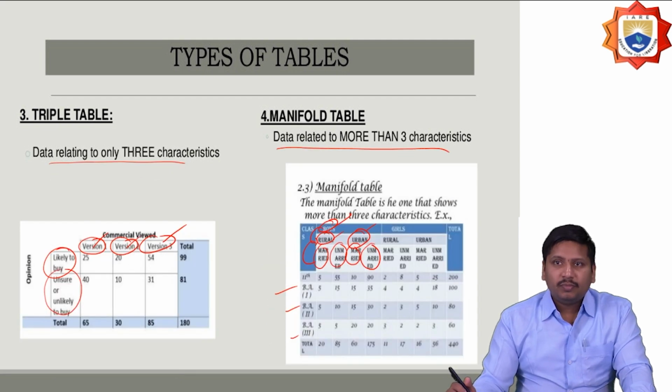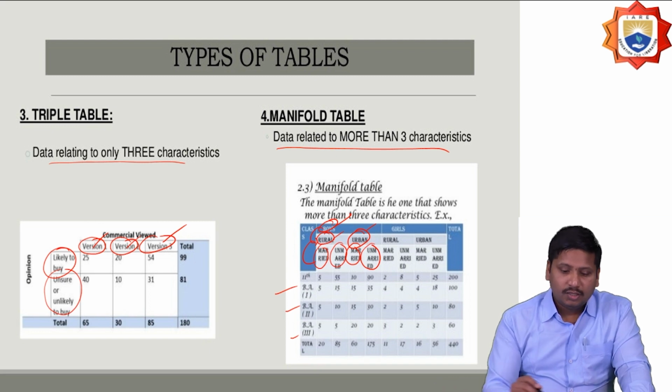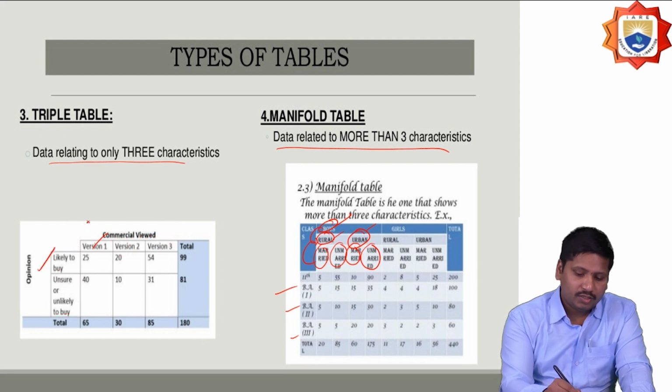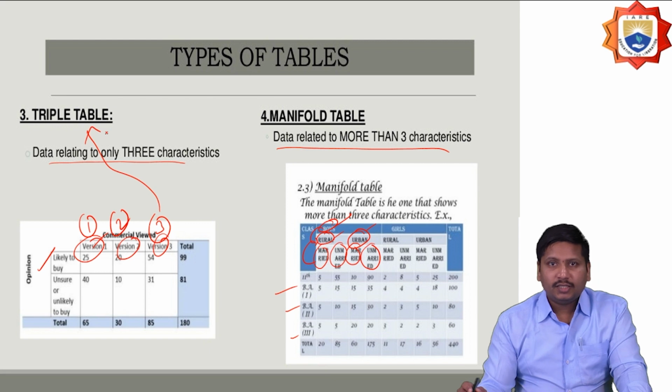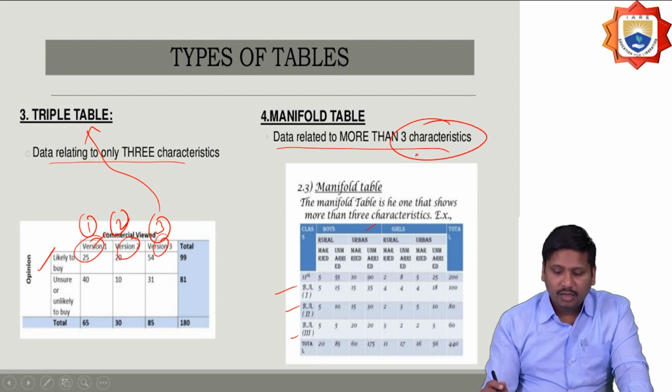The next one is triple and manifold table. A triple table means where the data relates to three characteristics, and manifold means it relates to more than three characteristics. Suppose I take one attribute like likely to buy, and for this I maintain three characteristics: version 1, 2 and 3. That's why it should be presented as a triple table. Similarly, for manifold, if I take more than three characteristics, then it is a manifold table.